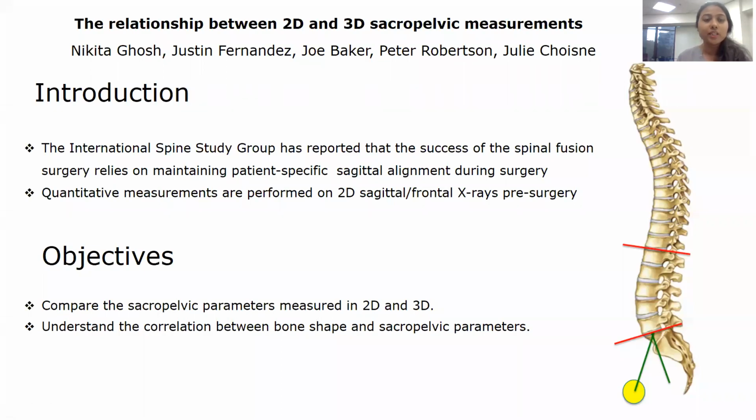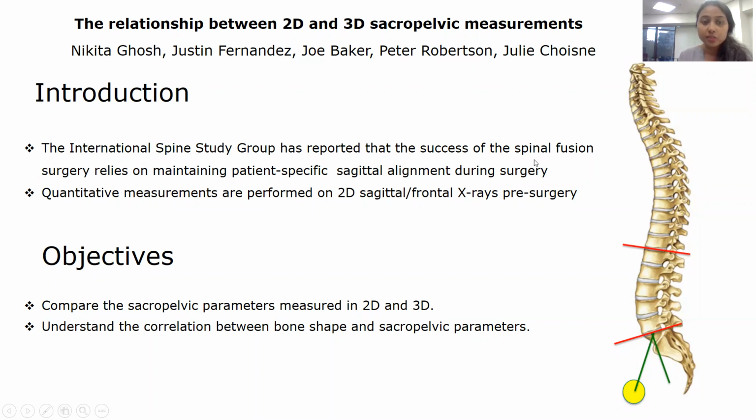Hi everyone, today I will talk about my work, the relationship between 2D and 3D sacropelvic measurements. Degenerative disc disease is a major musculoskeletal disorder, often surgically operated using fusion implant devices.